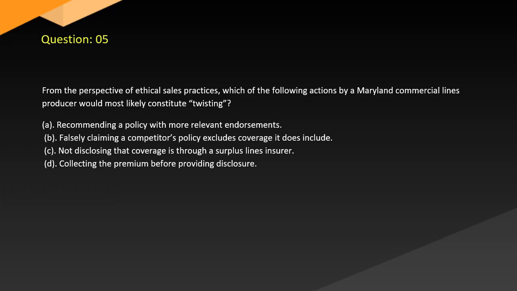Question 5. From the perspective of ethical sales practices, which of the following actions by a Maryland commercial lines producer would most likely constitute twisting? A. Recommending a policy with more relevant endorsements. B. Falsely claiming a competitor's policy excludes coverage it does include. C. Not disclosing that coverage is through a surplus lines insurer. D. Collecting the premium before providing disclosure.